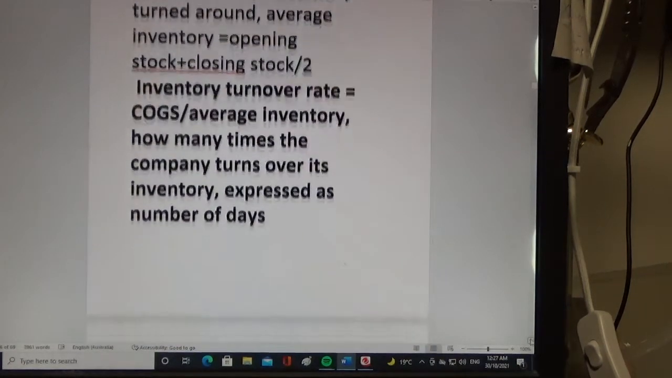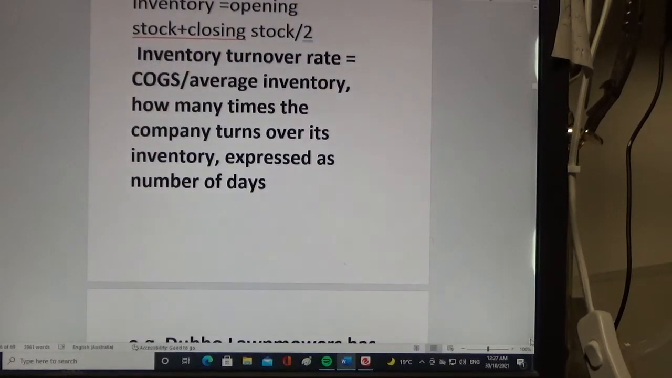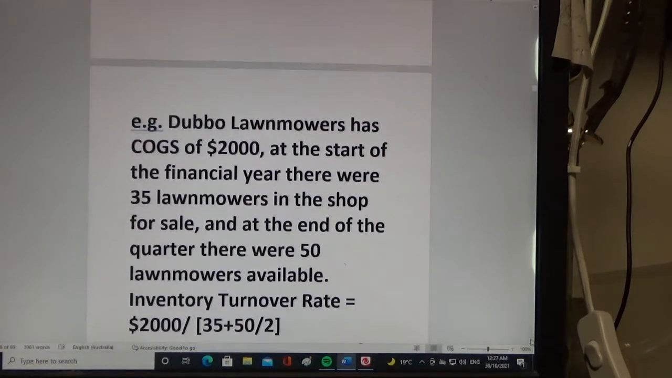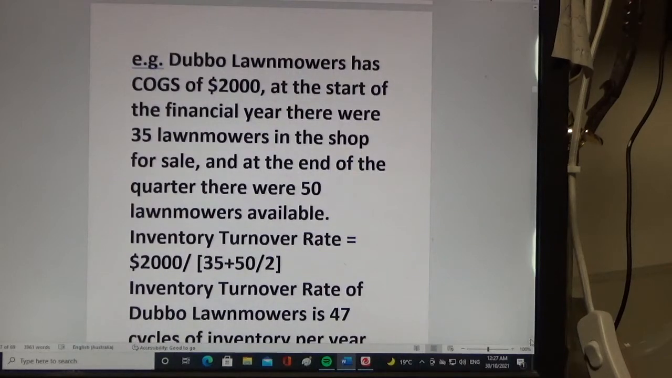Inventory turnover rate equals COGS over average inventory. How many times the company turns over its inventory, expressed as a number of days. E.g. Dubbo Lawnmowers. Well actually, the number of days isn't the result just yet of inventory turnover. That formula gives you cycles of inventory in a year, right? Then you can get the days that inventory is sold.